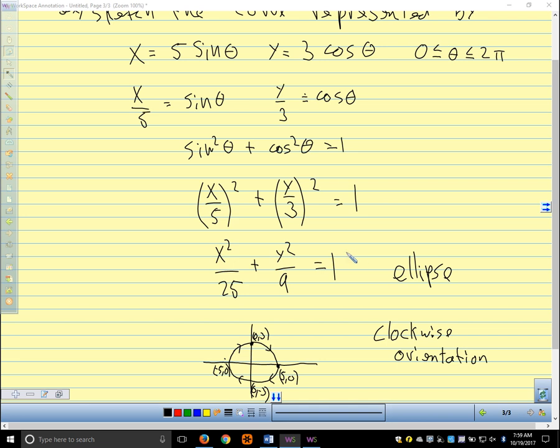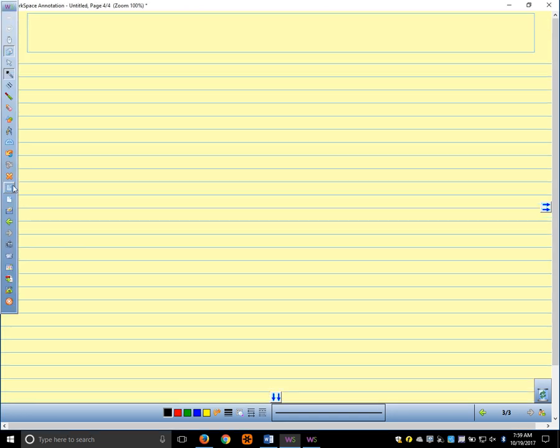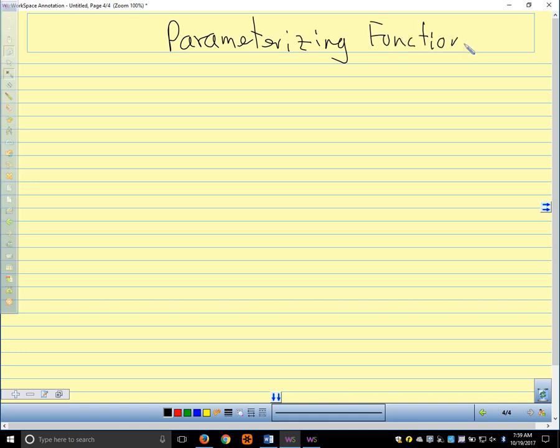So what we want to do next is talk about how we might parameterize some curves. All right. We're just going to do a few examples of this. The concept's not particularly difficult.